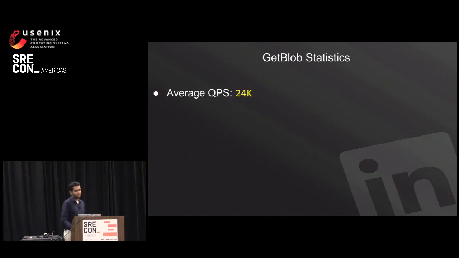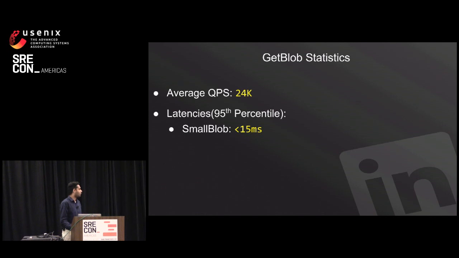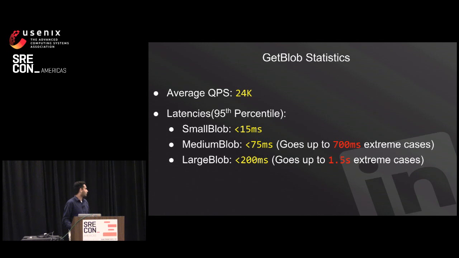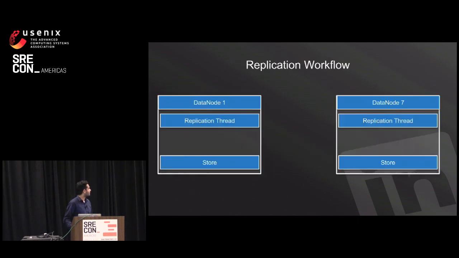Some numbers again, basically the average QPS is around 24K. Latencies for a small blob, it's less than 15 milliseconds. For a slightly bigger blob, it can go from 75 to 100 or above in extreme cases. For a large blob, it's usually less than 200 milliseconds, but it can go higher depending on the size of the blob. Now, the third interaction is that of replication.